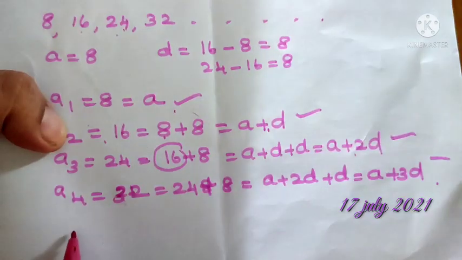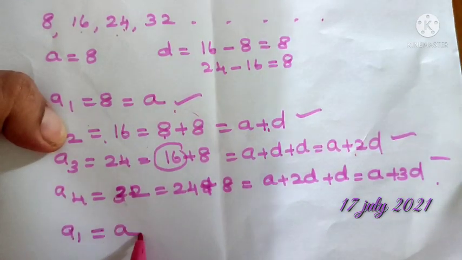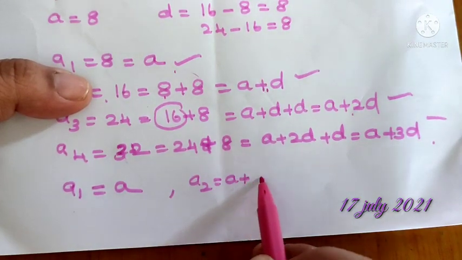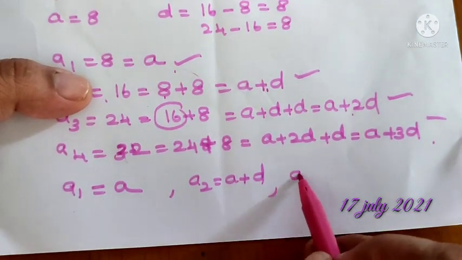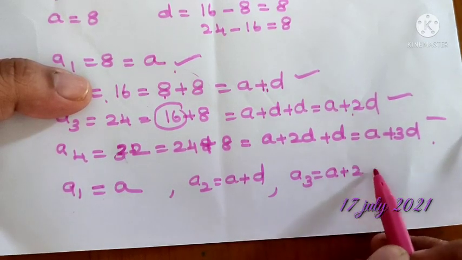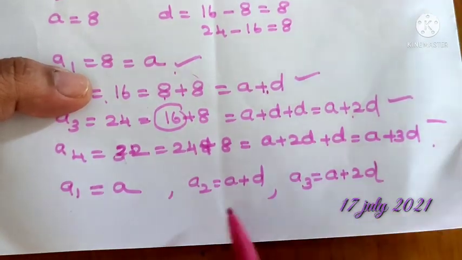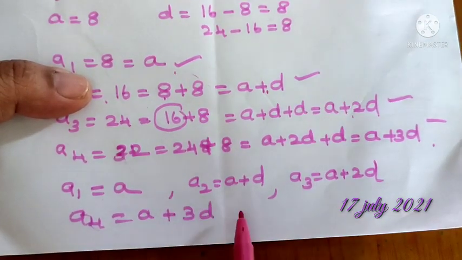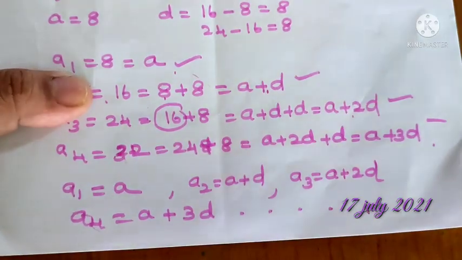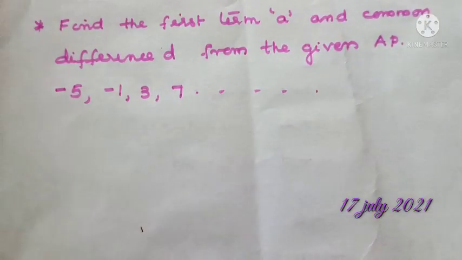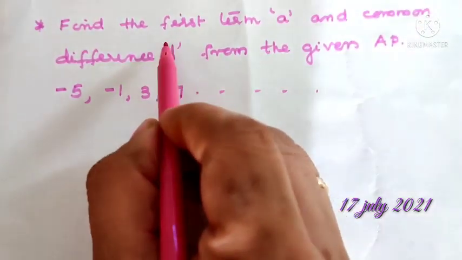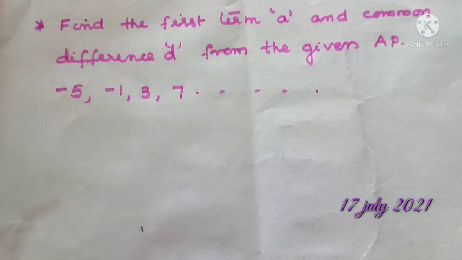What is that one? First term A1 equal to A, second term A2 equal to A plus D, common difference is added. Now A3 means A plus 2D, common difference 2 times. Next A4 means A plus 3D, which is called a general form of an AP. Find the first term A and the common difference D from the given AP. That means the given question itself is an AP only. We should just write what is A and D only.